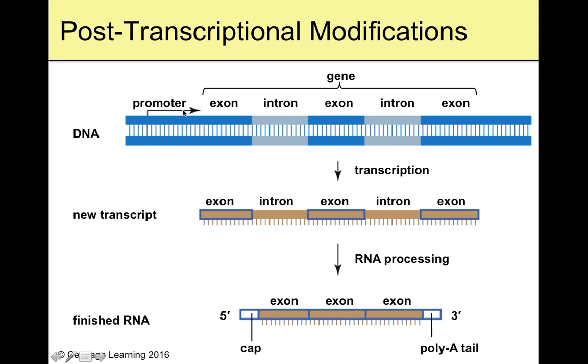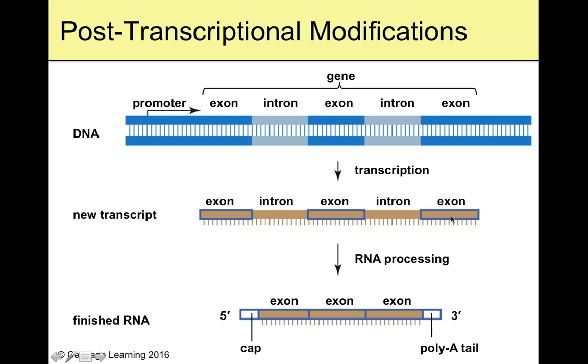So here's what it looks like. DNA, we've got a promoter region, and then we've got our gene. Our gene is made of exons and introns. So we open that DNA up like we did a couple slides ago. We copy it to make an RNA strand. Now we've just got the gene, but we've got some exons and introns. We take those introns out. We just get our exons.